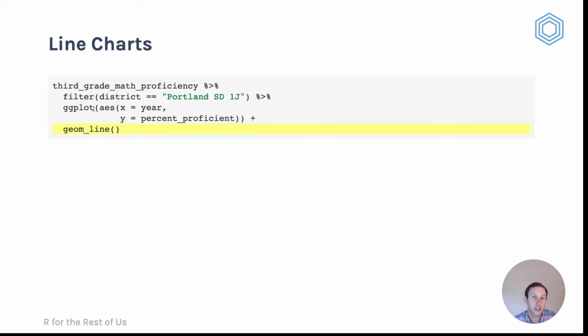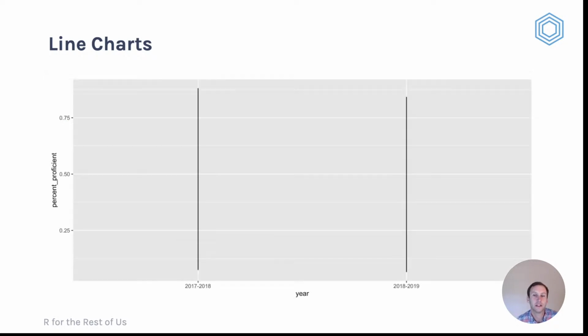Now I could do ggplot, and I'm setting my aesthetics. On the X, I'll put the year. So 2017-18 will come first, then 2018-2019. And on my Y, I'm going to have percent proficient, okay? Which will mean that the schools with higher proficiency rates will show up higher on my y-axis, obviously. And then I'm just going to add, like I said, geom_line. Let me see what this gives us. It gives us, interestingly, a straight line.